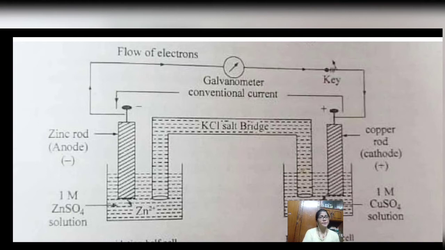That means the metal which is on the left hand side will be assigned as anode, and in the anode there will be oxidation. O stands for oxidation, and this anode will be assigned negative. Obviously on the right hand side there will be reduction. It will be assigned cathode with a positive sign.